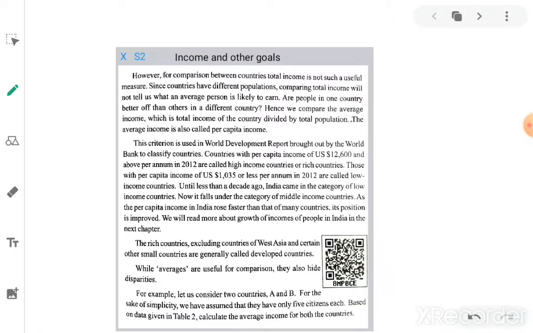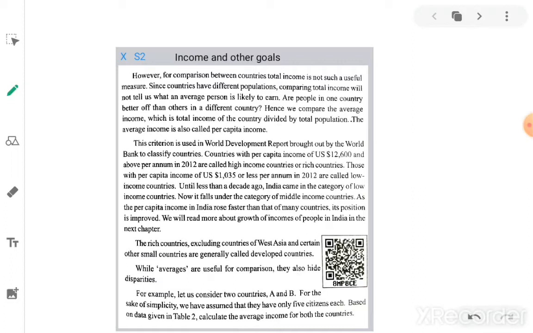While comparing the developmental status of an individual or an organization, the first goal is income. By income, we can compare different countries and different individuals. First of all, we are going to learn how we categorize persons and countries by income.